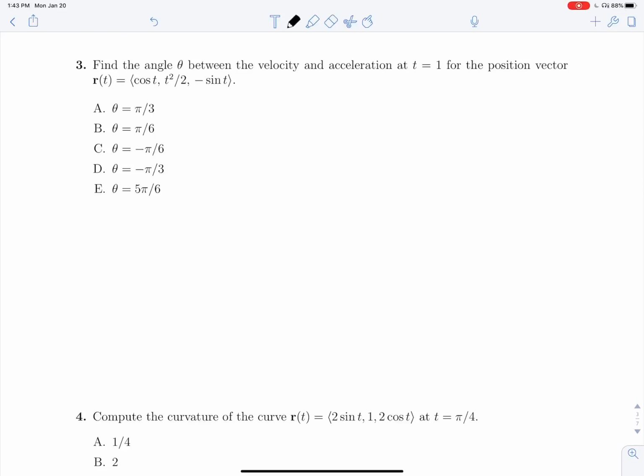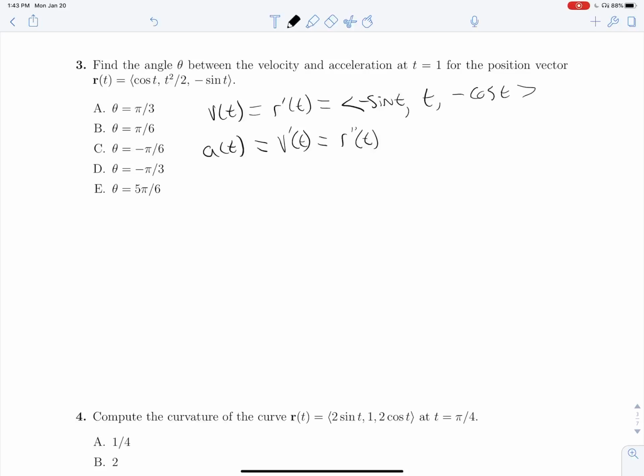Okay, let's find the angle theta between the velocity and acceleration expressions at t equals 1 for this given position vector. So we can take some derivatives. V of t is going to be r prime of t, and that's just going to be the derivative of each one of these components with respect to t. So sine t, negative sine t, sorry, t, negative cosine t, and then a of t is going to be the derivative of v of t, which you can also think of as the second derivative of r of t, and that will give us negative cosine t, 1, negative, oh, whoops, by negative sine t I mean positive sine t.